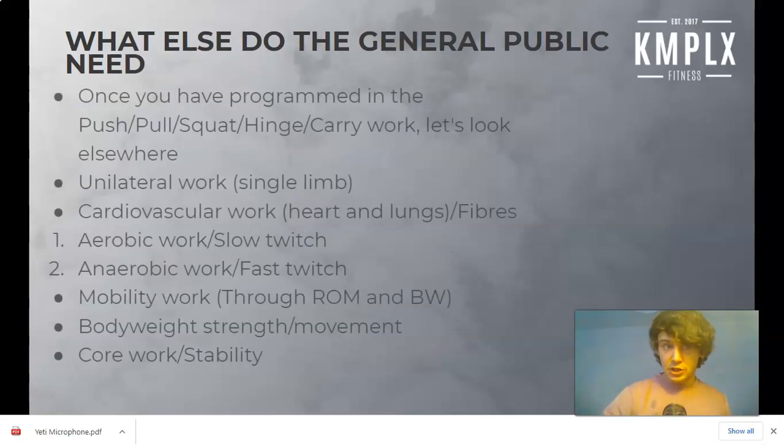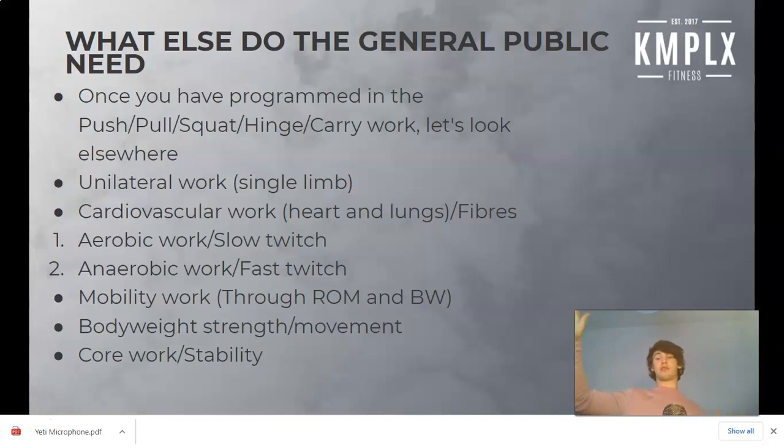So what else do the general public need? Once you have programmed in the push, pull, squat, hinge, carry work, let's look elsewhere. The way I do that for the general public is, let's say I'm programming 3 days, Monday, Wednesday, Friday. Of course you take the group's considerations into account. If it's 3 full body days, I want to fit in 2 pushes, 2 pulls, 2 squats, 2 hinges, 2 carries, or 1 carry or whatever. And you want to plant those around the different days.